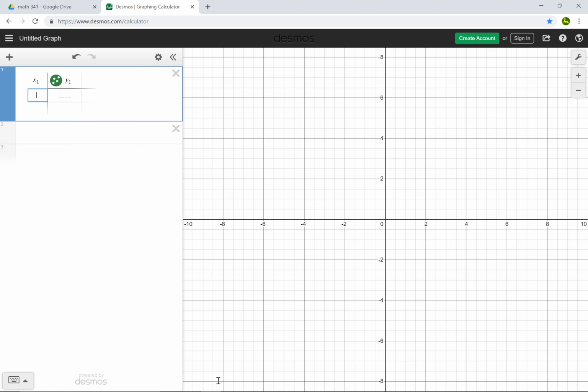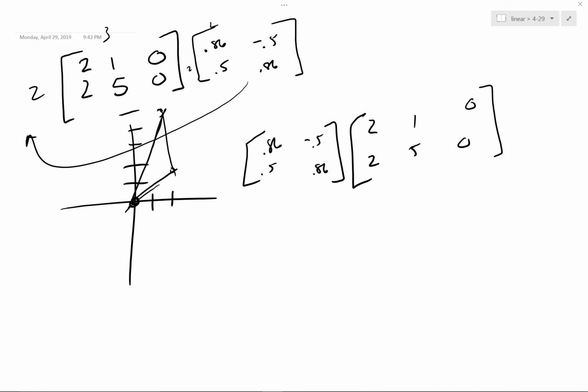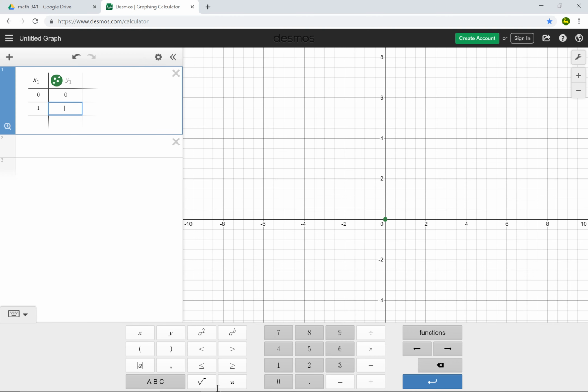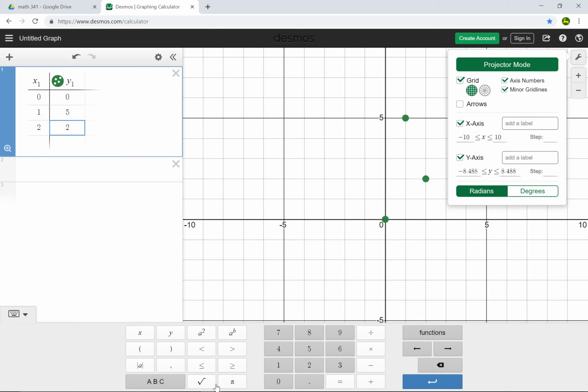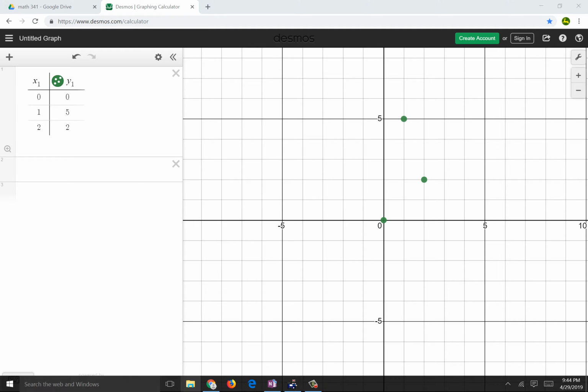So in Desmos, if you didn't know this, you can add a table. My points were 0, 0, and what was the other point? 1, 5, and 2, 2. Okay, there's my triangle. It's easy to see that. Obviously you can connect the dots if you'd like, and it's not important to me right now. What I'd like to do though is multiply those points.